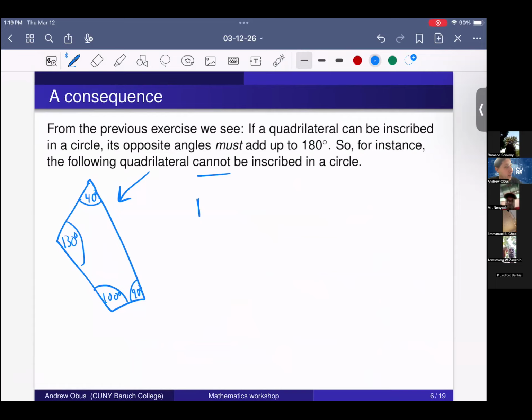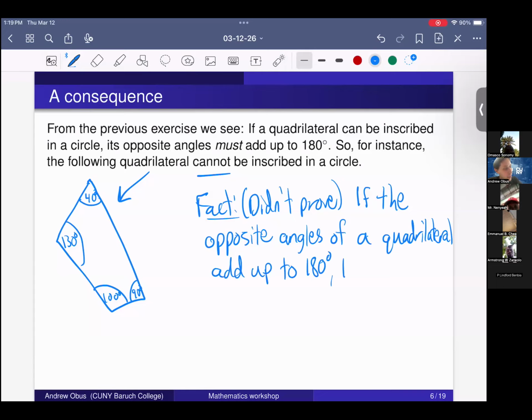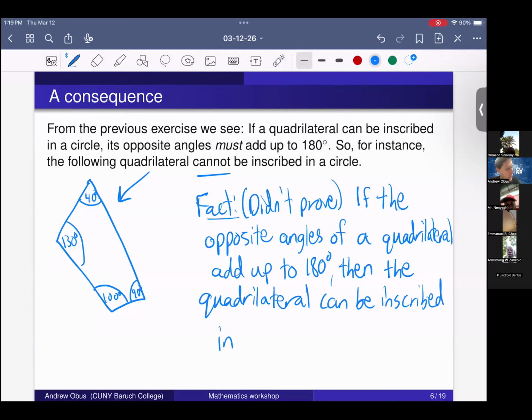And so I should say here's another fact, but that we didn't prove and we're not going to prove. That if the opposite angles of a quadrilateral add up to 180 degrees, then the quadrilateral can be inscribed in a circle.